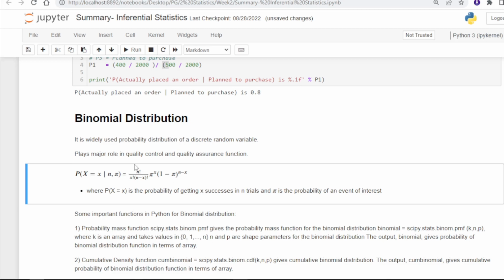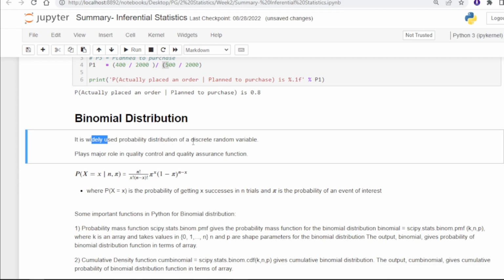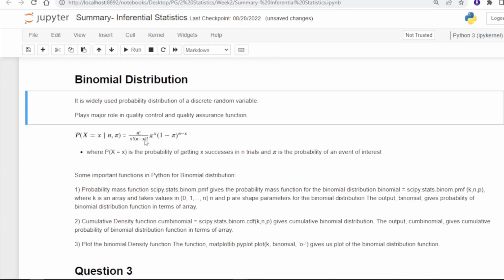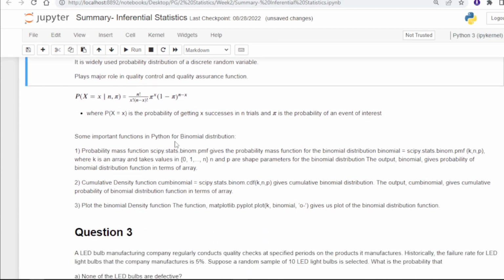Now let's move forward with the binomial distribution. It is a widely used probability distribution for discrete random variables, right? It plays a major role in quality control and quality assurance functions. So this is the function that we will have, and we will try to understand it in a simpler method, right?